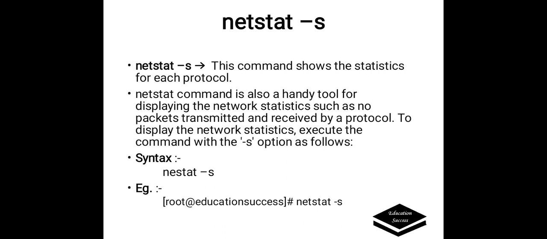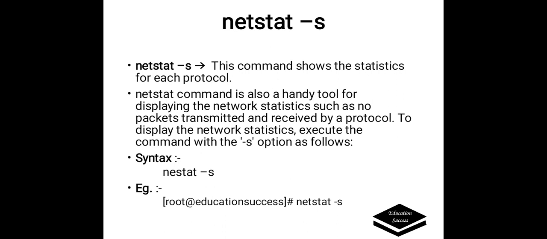Next option is netstat -s. This command shows the statistics for each protocol. This command is also a handy tool for displaying network statistics such as the number of packets transmitted and received by a protocol. To display the network statistics, execute the command with the s option. Syntax is netstat -s.